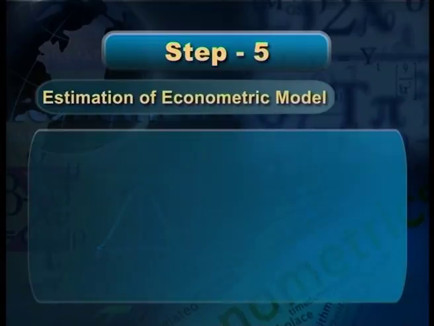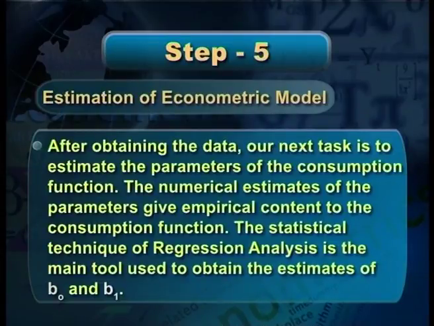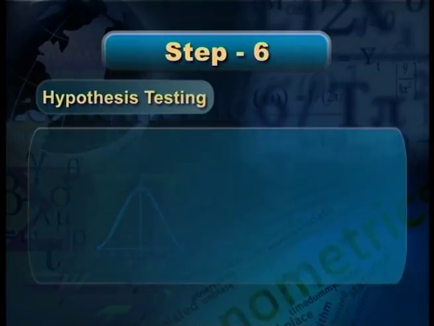Here we take time series and cross section data, and we pool them, and then it will be called pooled data. Then after obtaining the data, we have to estimate the parameters of the model, that is B0 and B1. The statistical technique of regression analysis is the main tool used to obtain the estimates of B0 and B1. Then after obtaining B0 and B1, the next step is hypothesis testing.